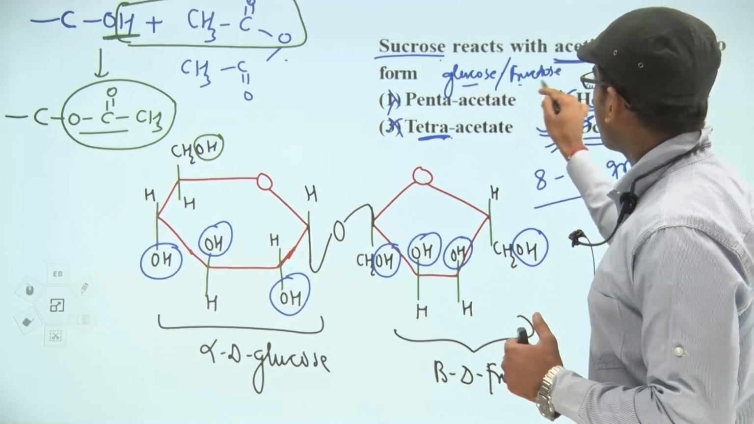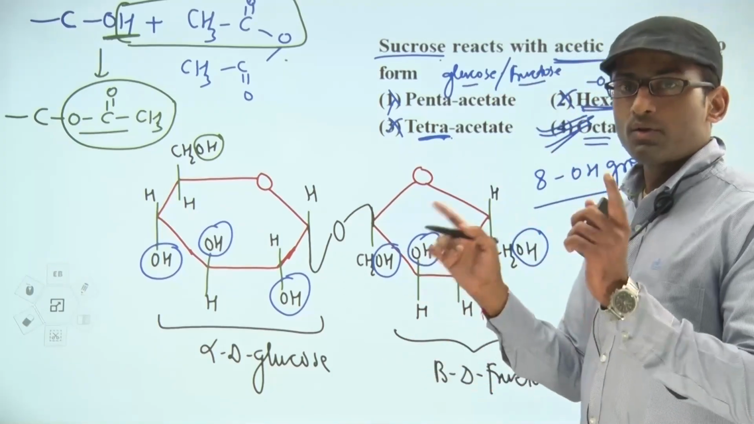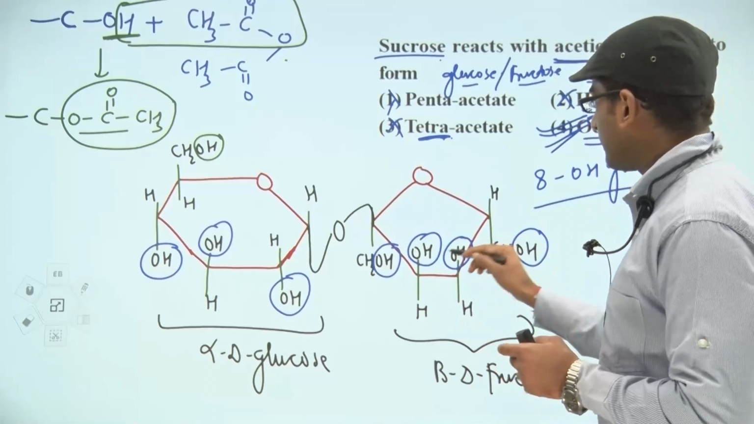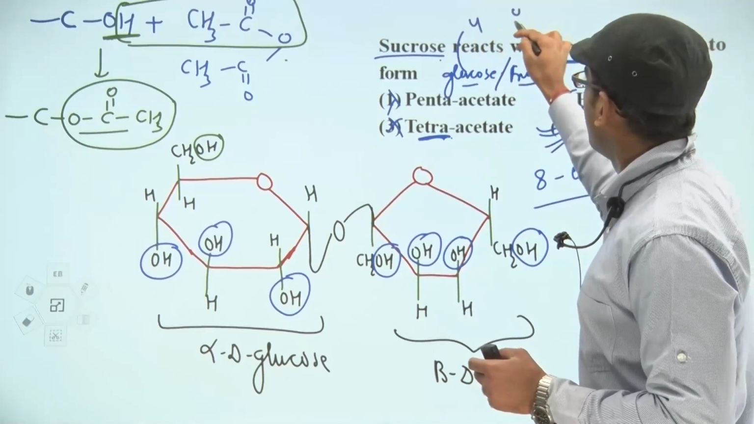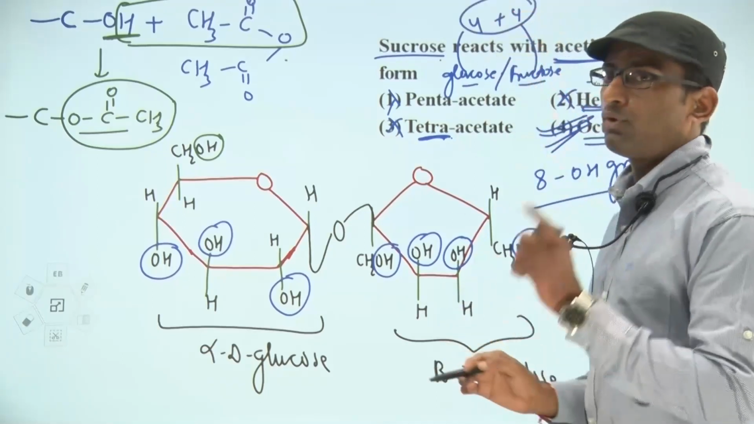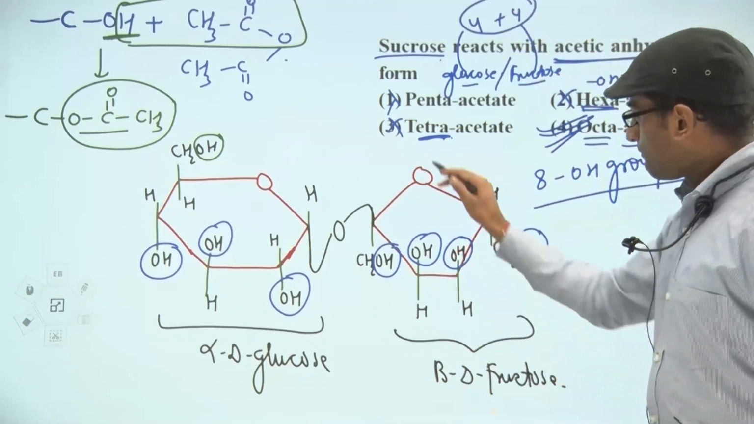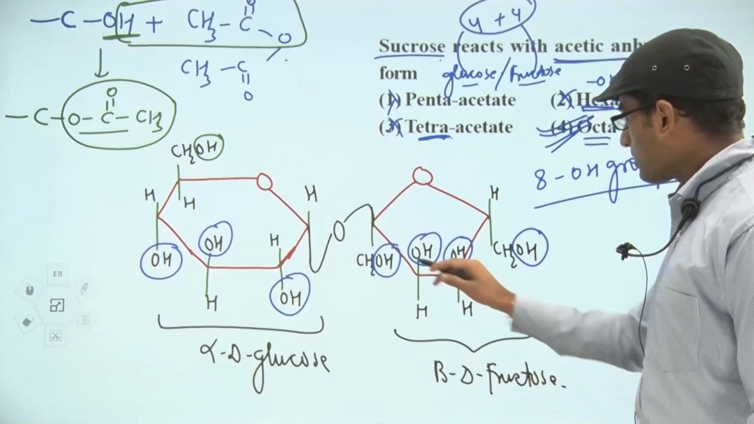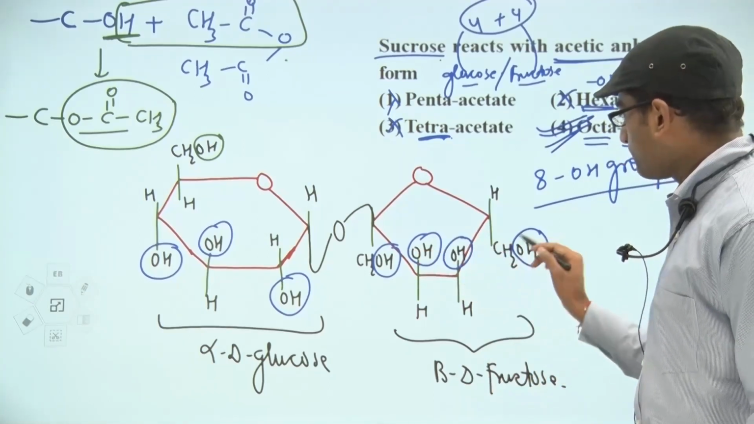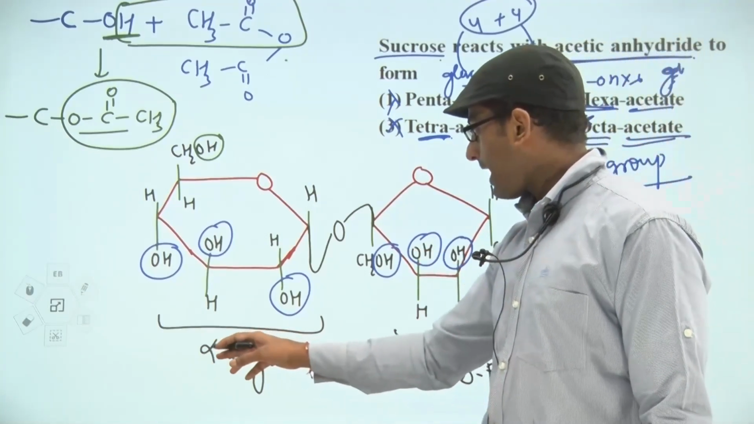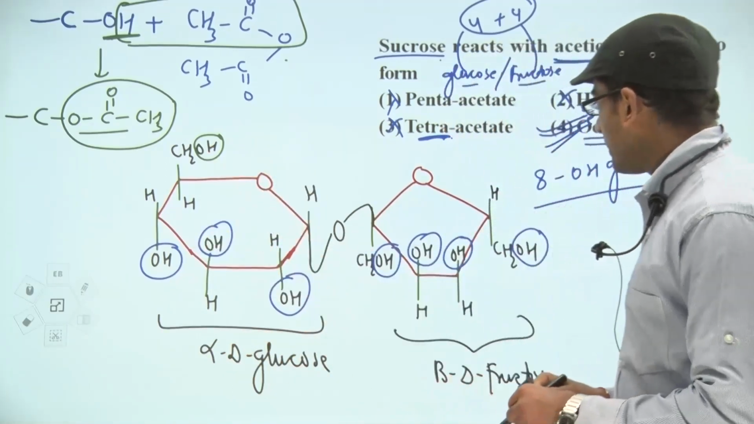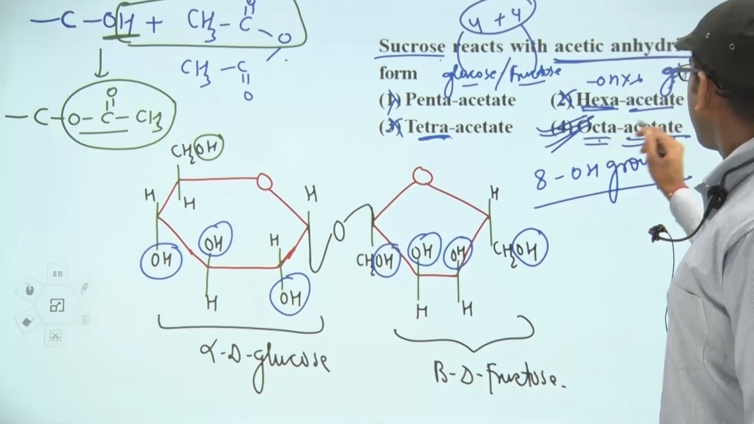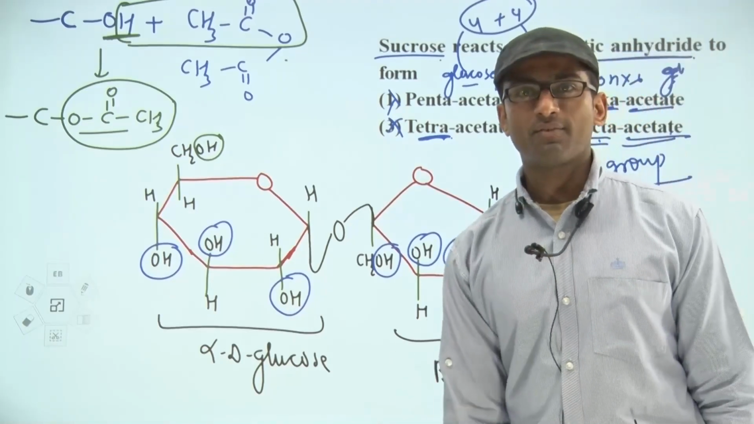But each of glucose and fructose are losing their OH group to make the glycosidic linkage. It means now 4 and 4. Both of these will contribute the 4 OH groups in their structure. This is the beta D fructose, OH 1, 2, 3, 4, and this is the structure of alpha D glucose, OH 1, 2, and 3, 4. So we are getting here octaacetate, and fourth option is correct for you. Thank you.